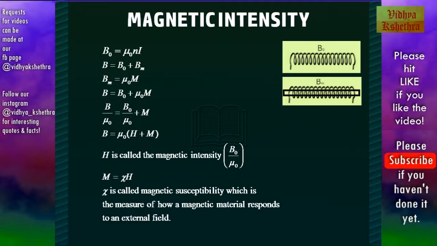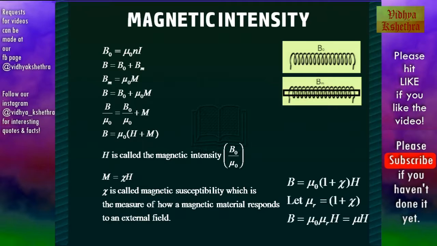Now, M, the magnetization, is related to the magnetic intensity as shown in this equation, that is M is equal to chi into H, where chi is called the magnetic susceptibility, which is the measure of how a magnetic material responds to an external field. Now, using these equations, we can write B, which is the magnetic field intensity, is equal to mu0 into 1 plus chi into H. Let mu r is equal to 1 plus chi. Here mu r is taken analogous to epsilon r in the case of electrostatics. Therefore, B is equal to mu0 into mu r of H or mu into H.